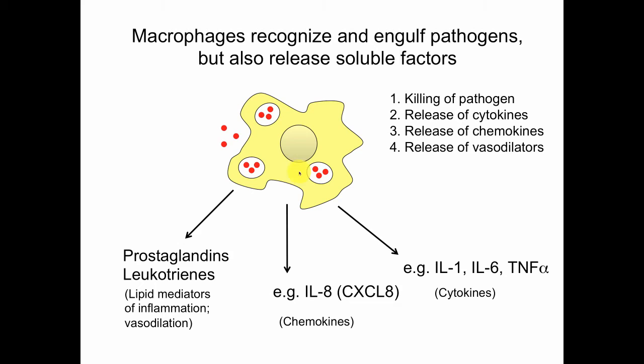Another class of molecules that macrophages can make, as well as other cells, are chemokines. Chemokines are small proteins typically that have a chemoattractant property, meaning that they're able to engage with receptors on other immune cells and recruit those immune cells towards the site where the chemokines are being produced. And so one example of a chemokine that's especially important for activating an innate inflammatory response is interleukin 8, also known as CXCL8.